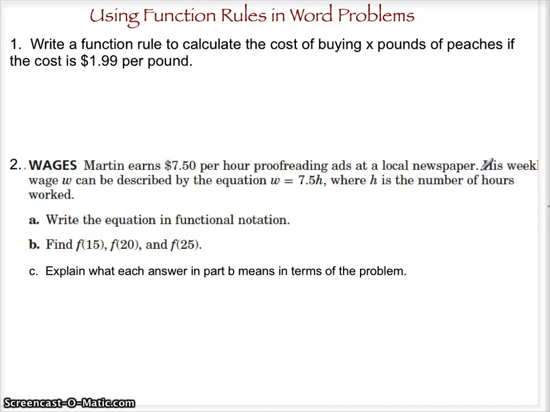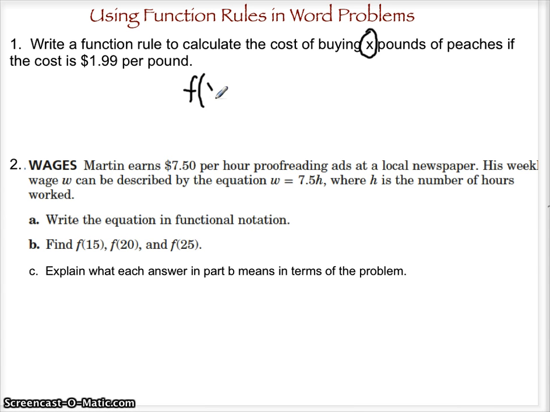Okay, now we're going to talk about some word problems. Same thing using function rules. So sometimes we'll be writing the function, sometimes it'll be given to us. Okay, number one, write a function rule to calculate the cost of buying X pounds of peaches if the cost is $1.99 per pound. So basically, X is our number of pounds of peaches.